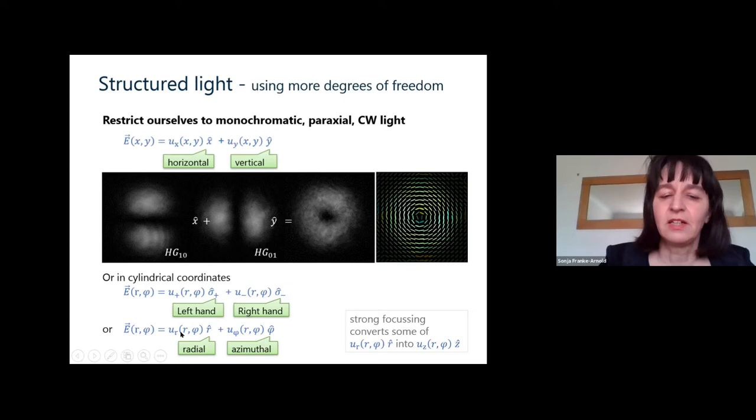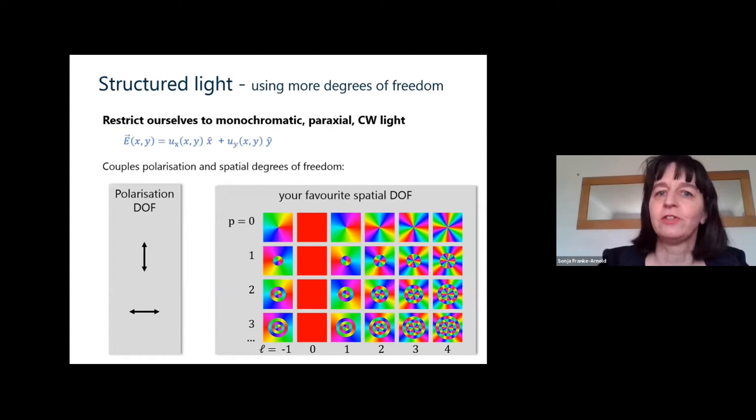However, in this talk, I will concentrate, as I said before, on paraxial beams, and we can forget these safely for now. Maybe a different way to think about that is with these beams, we couple different degrees of freedom. We couple the polarization degree of freedom defined in a two-dimensional state space with spatial degree of freedom. And here I'm using my favorite spatial degree of freedom, which are the Laguerre-Gauss modes, and I'm showing here only the phase of these.